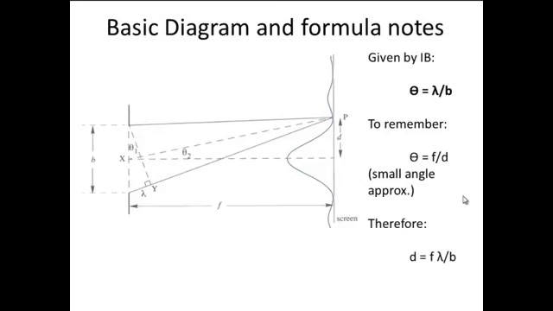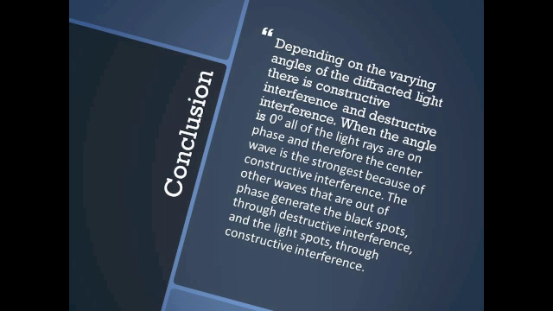That means you can work out that the distance between the central maximum and the first minimum is equal to the distance to the screen multiplied by the wavelength of the light divided by the width of the slit. Now, you're not given this by the IB. You're given the earlier value, so you always have to think about that, and you'd potentially have to explain it using a diagram.